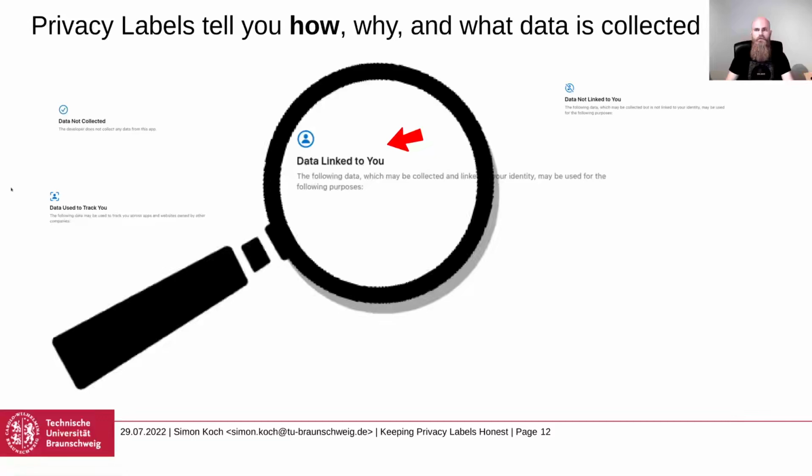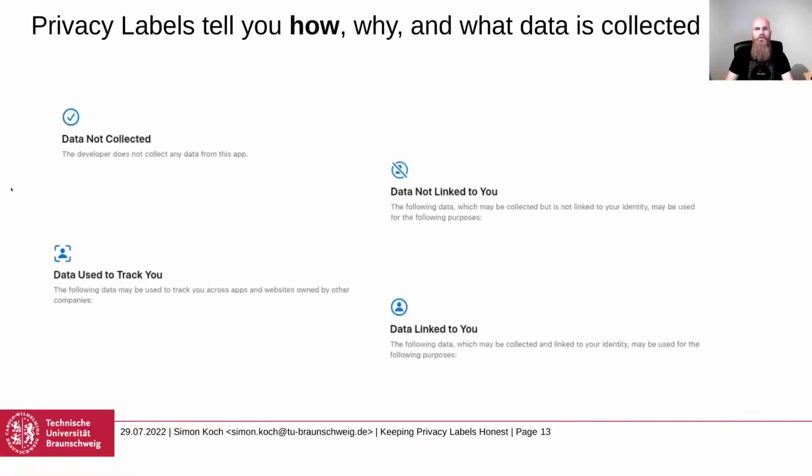This means that all the data contained in this section can and will be linked back to your identity when collected. So overall, we have 4 different ways on how data can be collected as detailed in the privacy labels. Of those 4, 3 can be combined: data not linked to you, data used to track you, and data linked to you. Data not collected is mutually exclusive with the remaining 3.